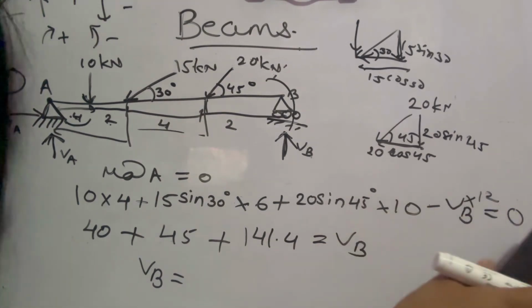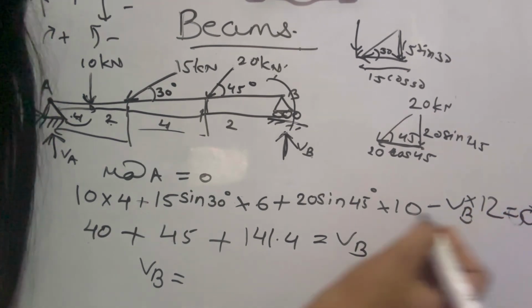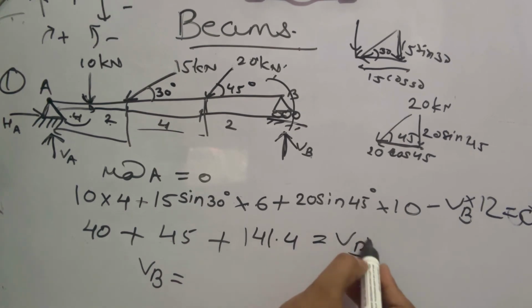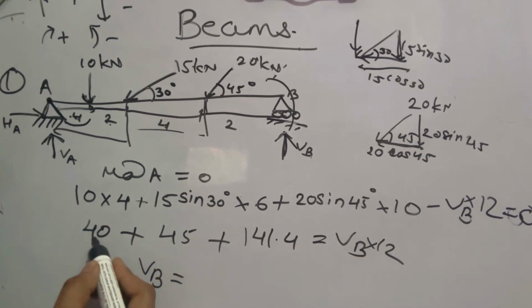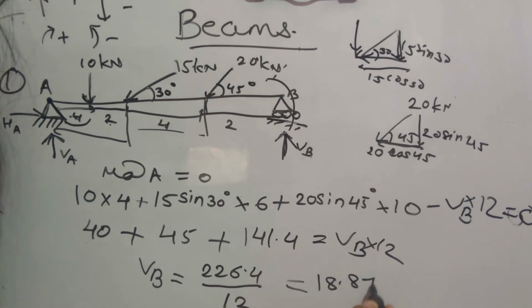I will write here again. VB into 12 is equal to 0. So what is VB now? Add all these things, you are getting 226.4 divided by 12. And the answer you got here is 18.87 kilonewton. So you got VB. Now substitute in your first equation, that is VA plus VB is equal to 31.64. Substituting VB, you will get VA.